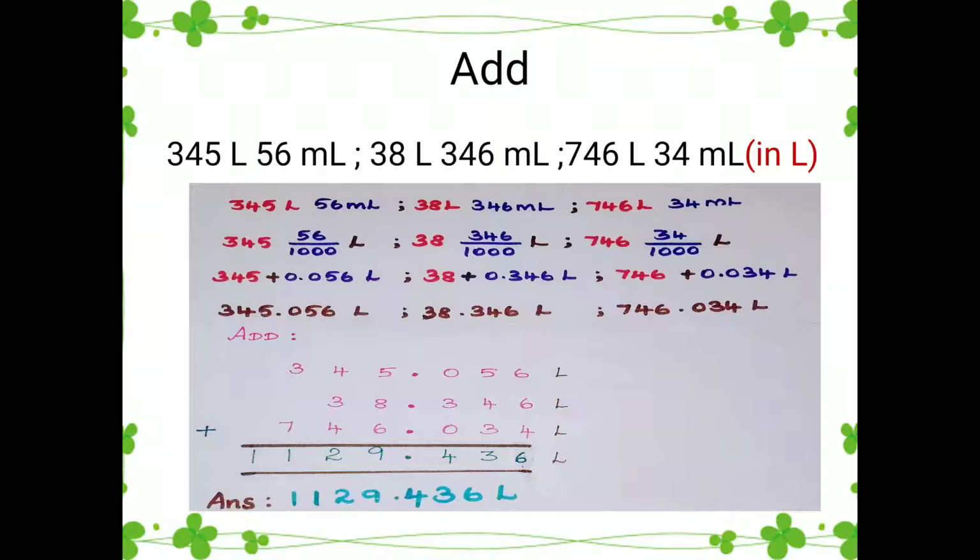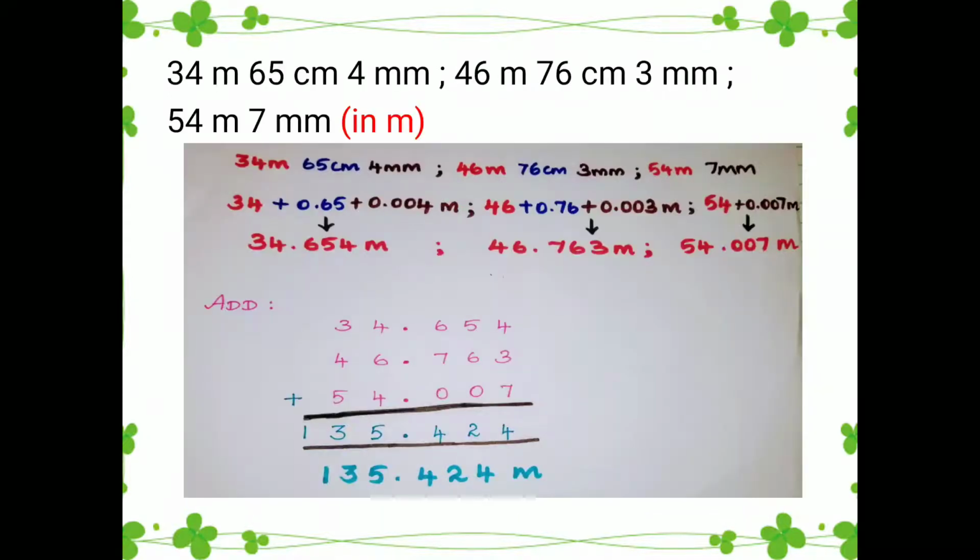We can see another example in addition. Here 34 meter 65 centimeter 4 millimeter, then 46 meter 76 centimeter 3 millimeter, then 54 meter 7 millimeter. You are going to convert all this into meter. So just write the 34 as it is because 34 is in meter. So write 34 plus 65 centimeter. If you are converting centimeter to meter, you are going to divide it by 100. That is, you will get 0.65.